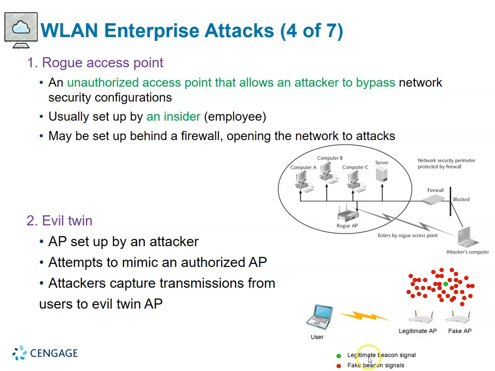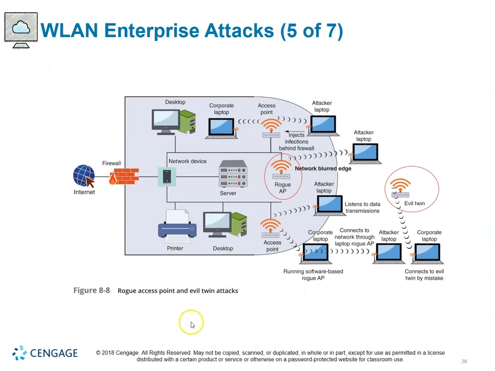You can see the legitimate beacon symbol here in the green, and the fake beacon signals put out by the fake AP in the red. You can see this at airports sometimes, or at the mall. You'll see free Wi-Fi, and perhaps this is a fake AP that's set up to serve as an evil twin.